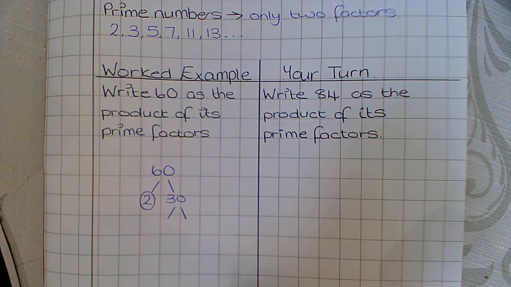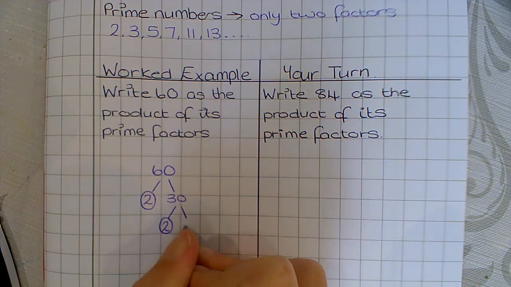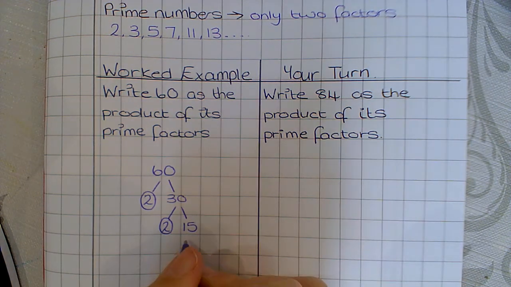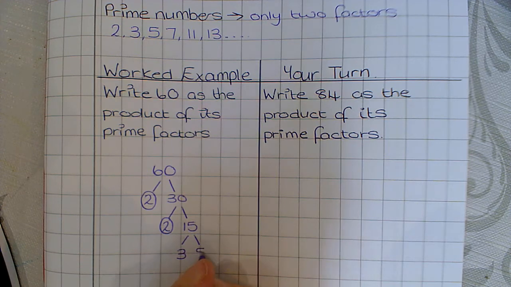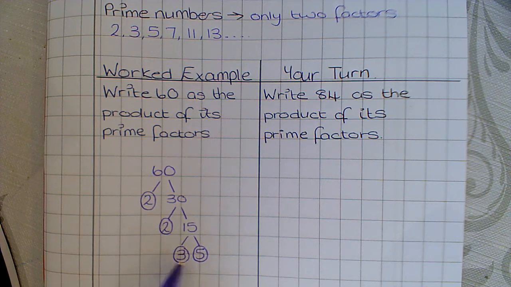So a multiplication fact that gives us 30 could be 2 times 15. Again, 2 was a prime number, which is why it's been circled. And a multiplication fact that gives us 15 could be 3 times 5, both of which are prime numbers. The question's finished when all the branches on the diagram have ended with a prime number.